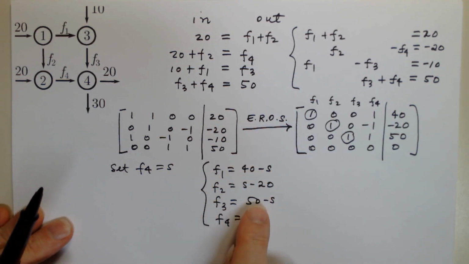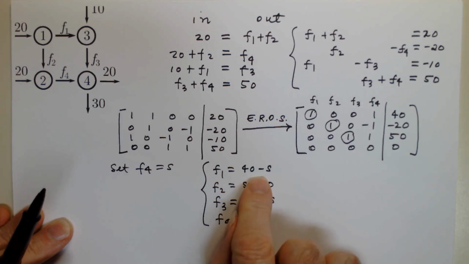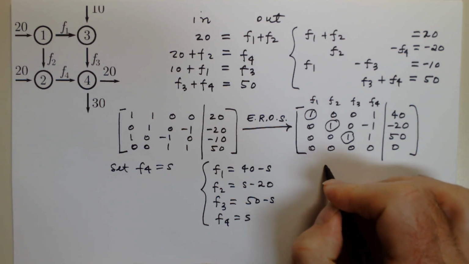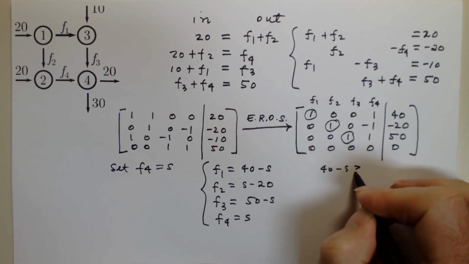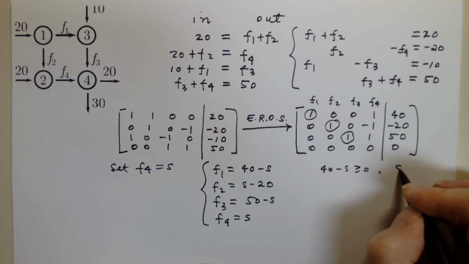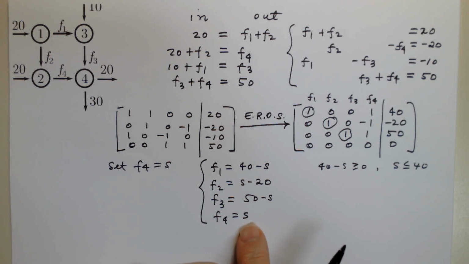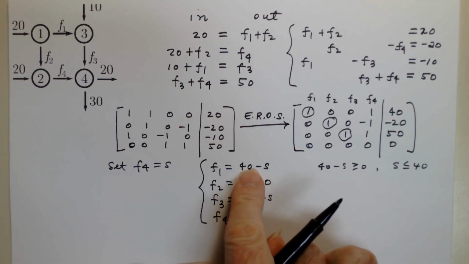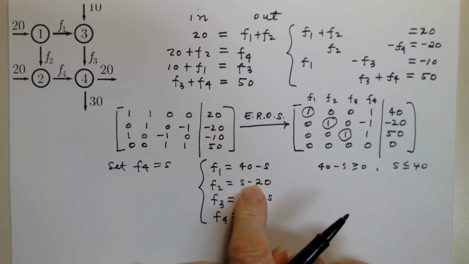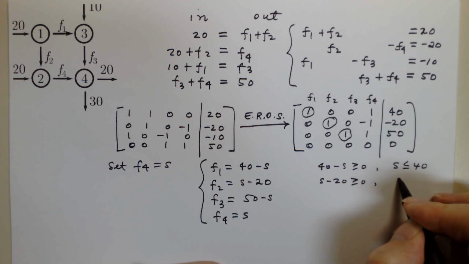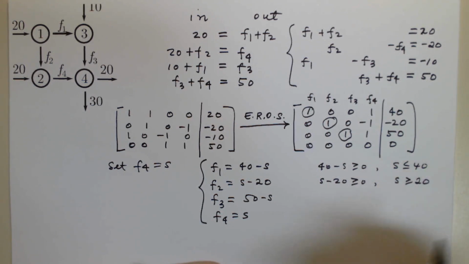Now, I can show you what effect that's going to have. We just have to look at each one of these and set it bigger than or equal to 0, and that's going to put some additional constraints on the range of possible values for s. So for the first equation, we know that f1 has to be bigger than or equal to 0, so this says that 40 minus s is greater than or equal to 0, and that says that s has to be less than or equal to 40. So it's not possible to have the free variable s bigger than 40 because it'll make f1 negative. We also have the constraint that s minus 20 is bigger than or equal to 0, and that says that s has to be at least 20.